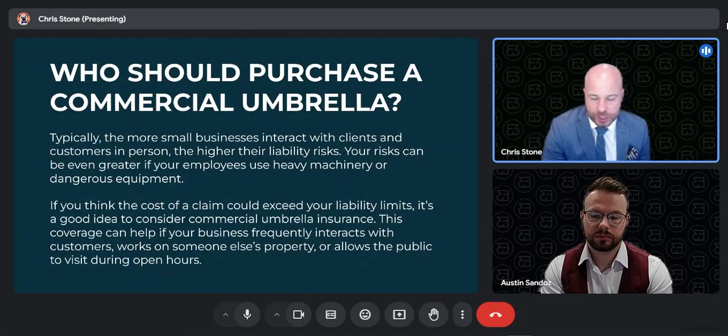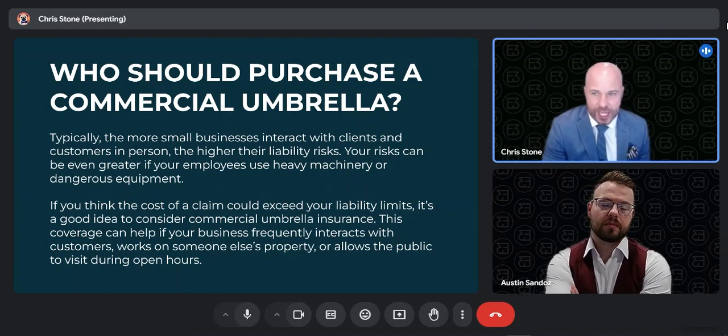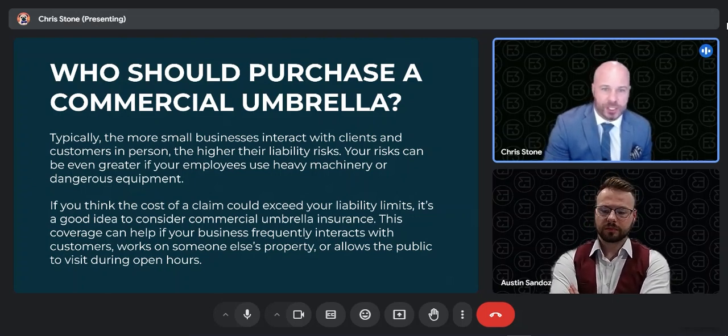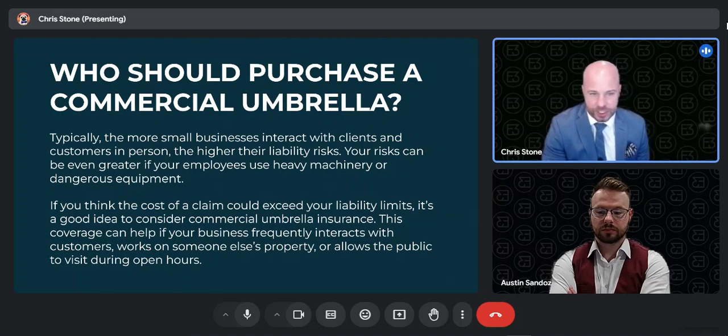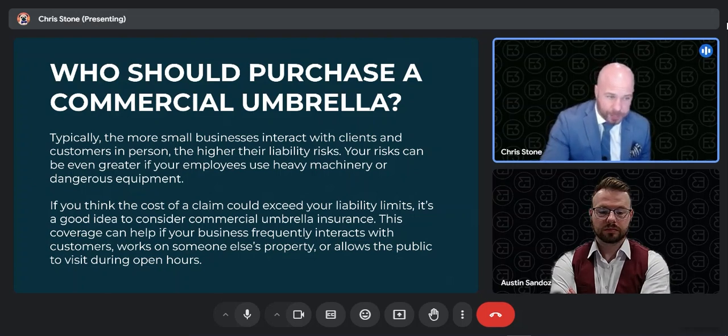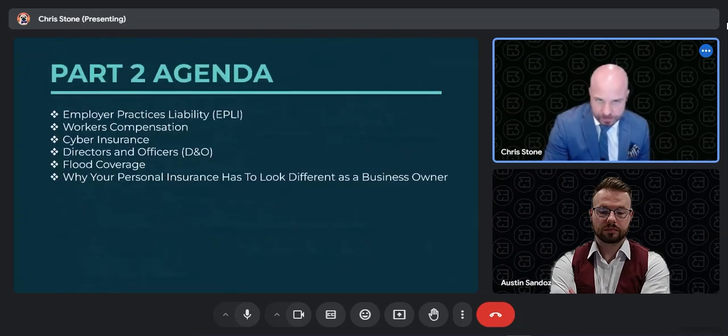Who should purchase a commercial umbrella? Again, quick answer, every business owner. Typically, the more small businesses interact with clients and customers in person, the higher their liability risk is. Your risk can be greater if your employees use heavy machinery or dangerous equipment. If you think the cost of a claim could exceed your liability limits, it's a good idea to consider commercial umbrella insurance. This coverage can help your business frequently if it interacts with customers, you work on someone else's property, or allow the public to come visit during opening hours. All of that leads to higher risk, which then makes a commercial umbrella more essential.